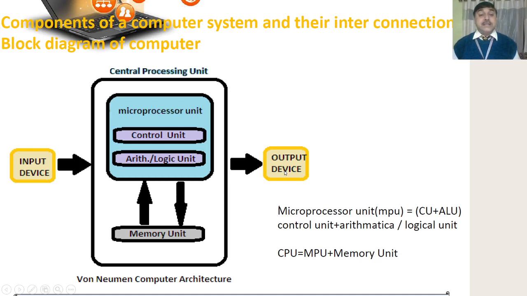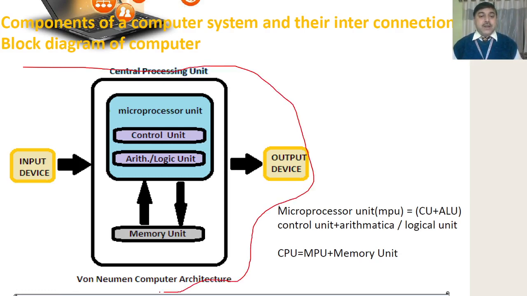Now, who has designed this architecture? That also you need to know, because this is someone's concept, some scientist has done it. The scientist is von Neumann. Von Neumann said that whatever the computer is, however the generations change, this particular structure, this particular pattern, will never change.